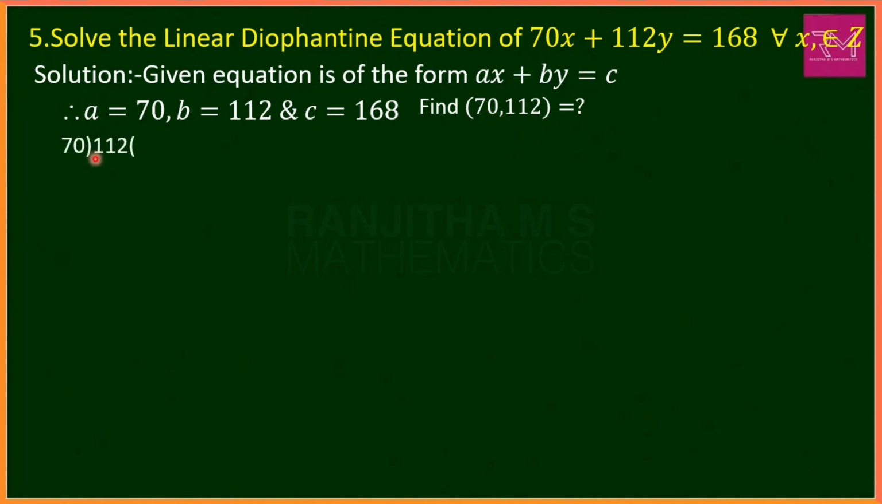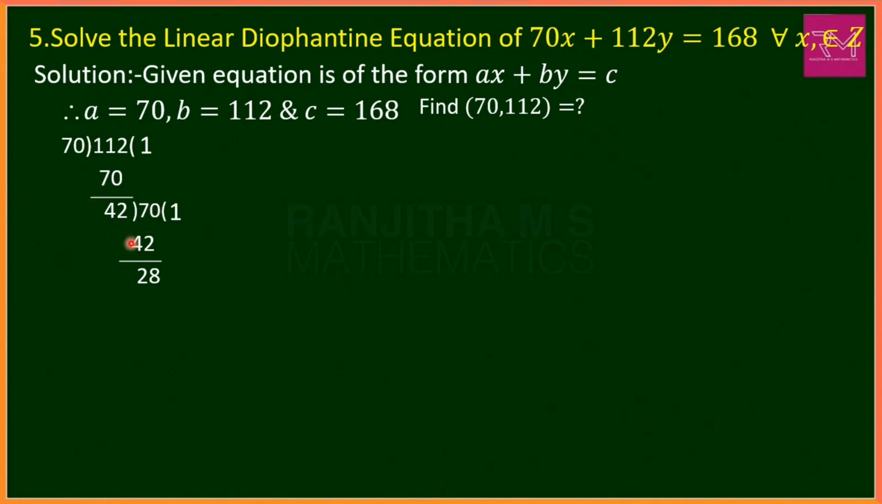Here to find the GCD of the two values, we have to divide the greater value by the smaller value. Here we have to divide 112 by 70. Here the quotient is 1, 70 into 1 is 70. Next step we have to subtract 70 from 112. We get a value as 42. This is the remainder. Next step we have to divide the divisor by the remainder. So here we have to divide 70 by 42. Next we take the quotient value as 1, that is 42 into 1 is 42. We subtract 42 from 70. We get a value as 28. This is the remainder value.